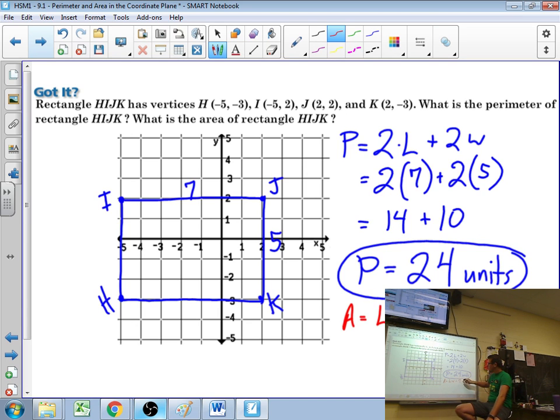My length was 7, my width was 5. My area becomes 7 times 5, which is 35 units squared. Make sure that you have that square on your label.